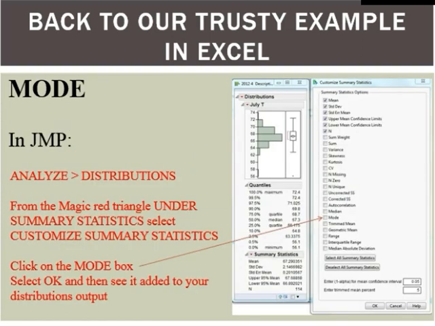In JMP, you have to dig a little bit deeper to get the mode, and again, we go to the magic red triangle, and this time we ask for the summary statistics box to open up. And from the customized summary statistics window within that, we can select exactly what information we want included in the summary statistics output that show up in our original analyze distribution window. So we can just click on the mode, and then that will be added to the output.